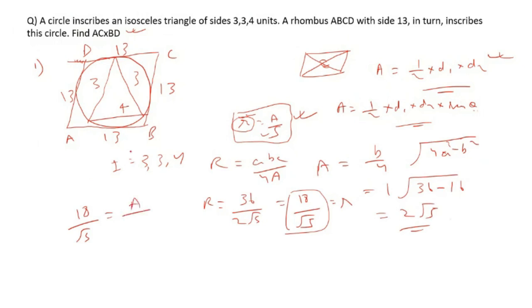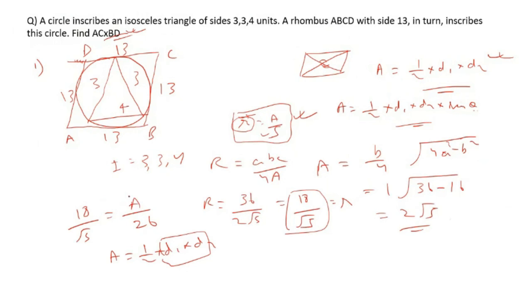A is half into d1 into d2. S is basically 26 here. So you can find out A from this equation and compare that to half into d1 into d2. You multiply by 2 and you will get d1 into d2, which is what is asked in the question, right? So basically again the question boils down to finding this out.